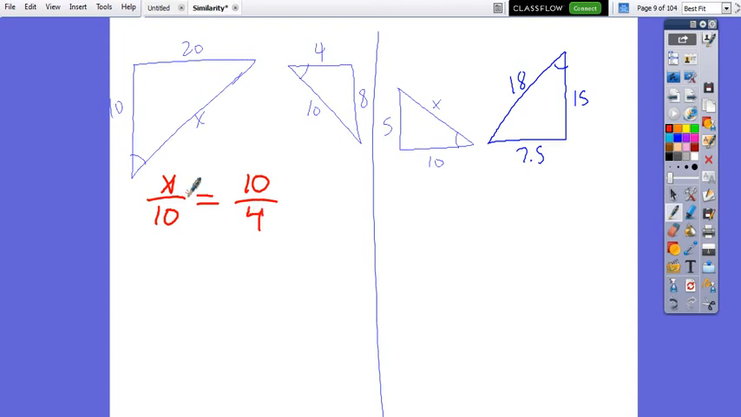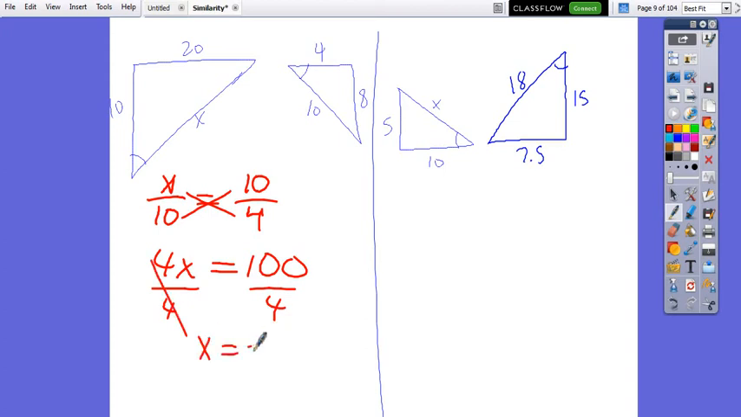So now we get 4x equals 100. 10 times 10 is 100. Divide by 4. So x is 25. You think somebody could easily make a mistake on that? Oh yeah. No doubt about it. That's why you got to be careful.